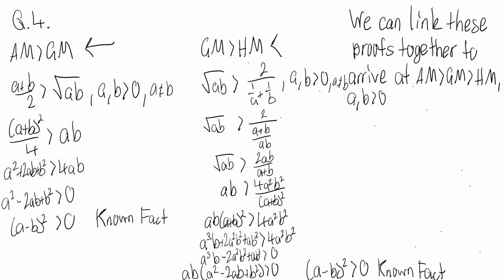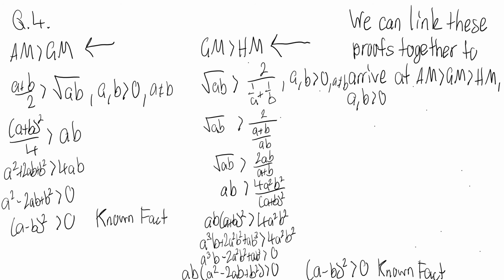Next, we prove that GM is greater than HM. So we have the square root of AB is greater than 2 on 1 on A plus 1 on B. Again, A and B are both greater than 0. For the first two steps, we just simplify the fraction of 2 on 1 on A plus 1 on B, and we arrive at square root of AB is greater than 2AB on A plus B. We square both sides, and then we multiply by A plus B squared to get AB times A plus B all squared is greater than 4A squared B squared.